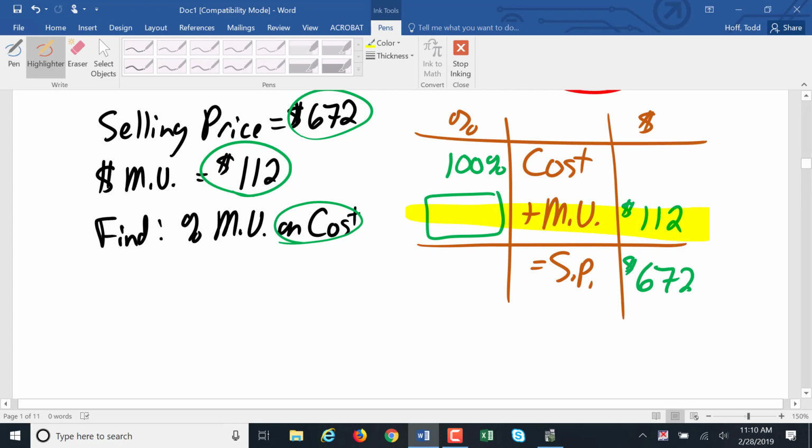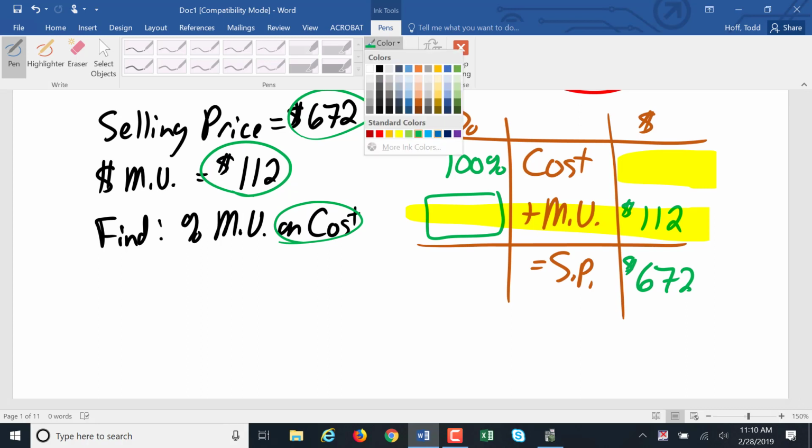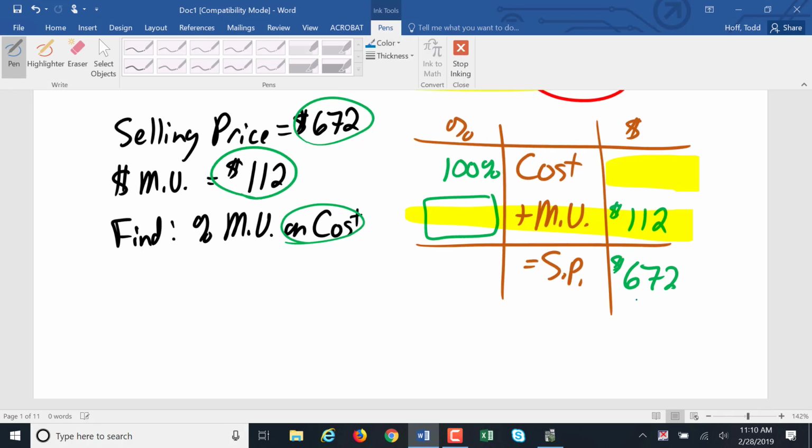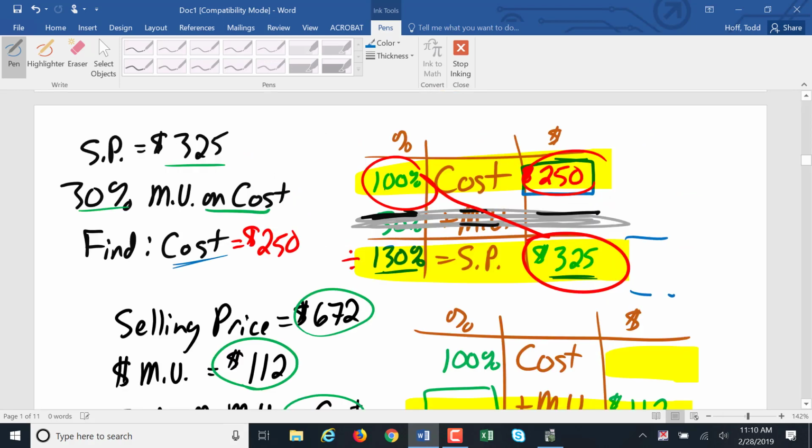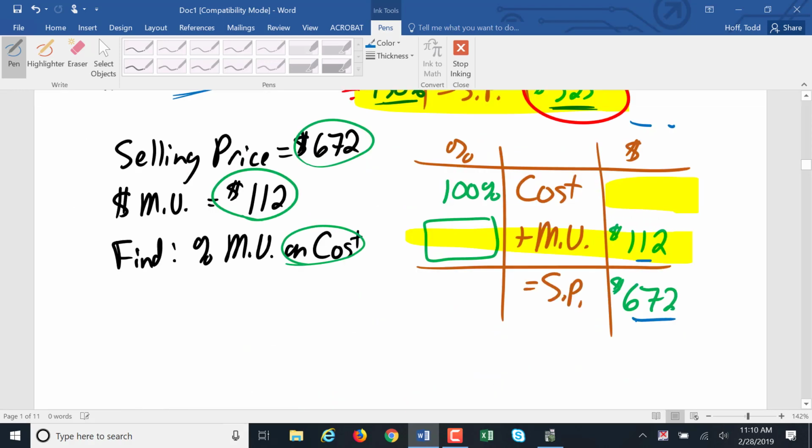Now, we either need to find the other number here so that we have both numbers for the selling price. Really don't see any good way to find that percent at this point. Or we need to find the other number here so we have both numbers for the cost. That number we can find rather quickly because we have the other two on the dollar side of our table. So all we're going to do is just subtract here, working backwards, 672 minus 112, which is going to be $560. So we have a cost of $560.